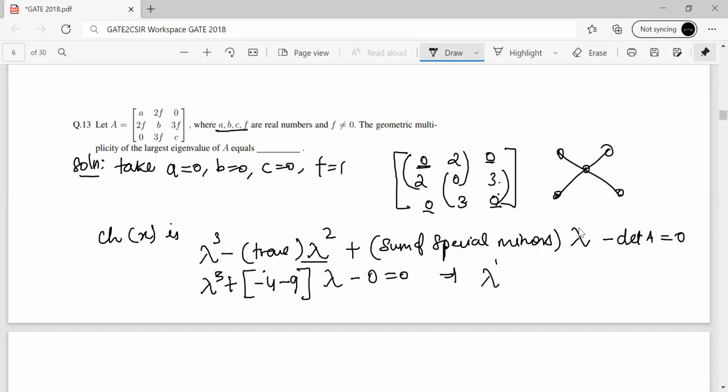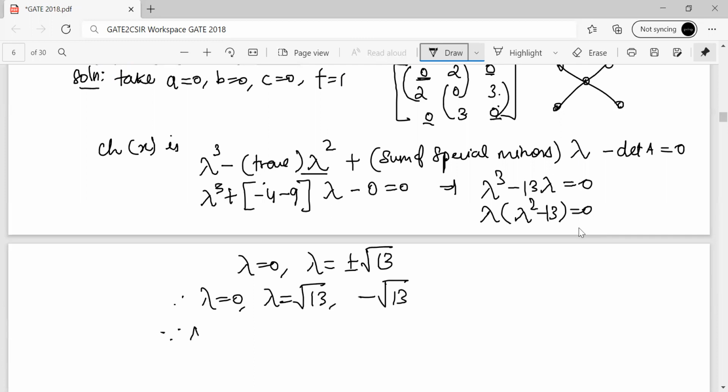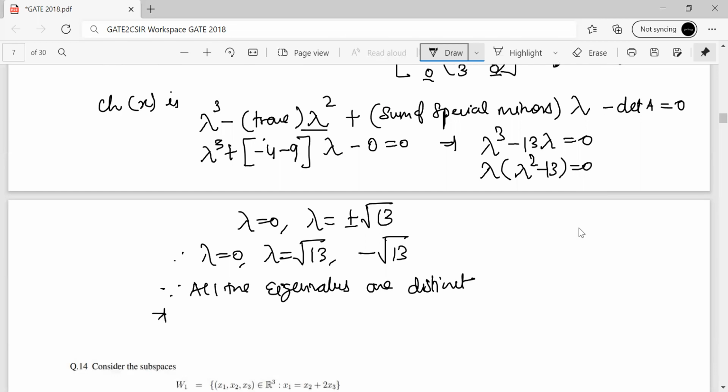So I get lambda cube minus 13 lambda equal to 0. Take lambda common, so you get lambda into lambda square minus 13 equal to 0. Okay. So in that case, you get lambda equal to 0 and lambda equal to plus or minus root 13. Correct. So you got lambda equals 0, lambda equals root 13, and minus root 13. Okay. So since all the eigenvalues are distinct, this implies the matrix is diagonalizable.